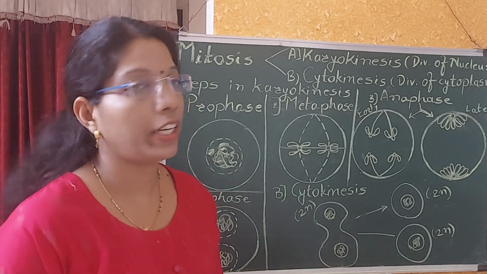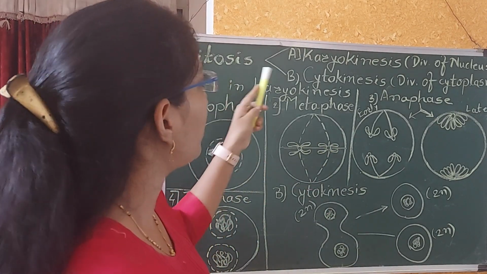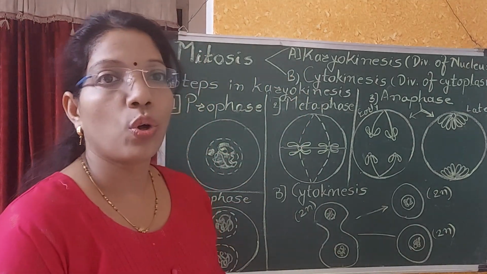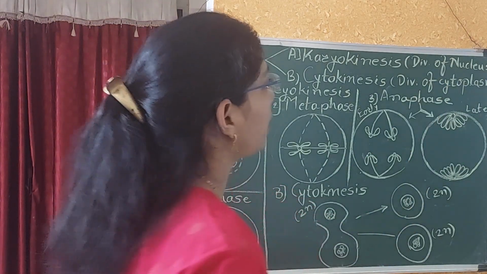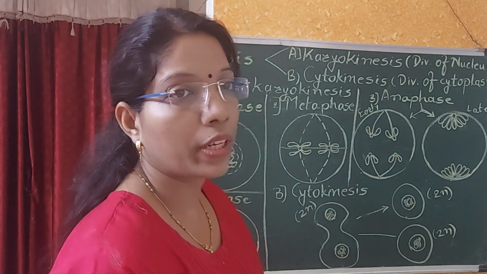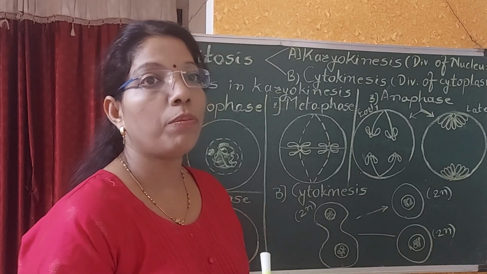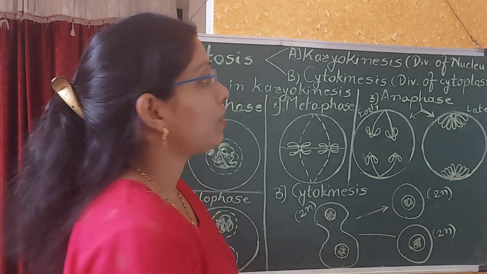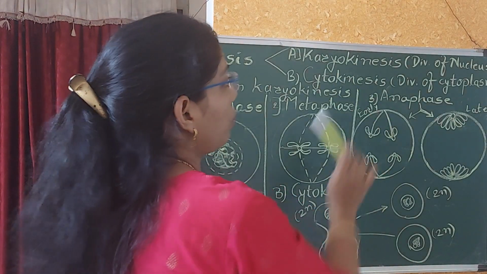While answering, you have to write first, it occurs in somatic cells of the body. There are 2 stages of mitosis. First is karyokinesis, second is cytokinesis. Karyokinesis means division of nucleus and cytokinesis means division of cytoplasm. The meaning of karyon we have seen while studying prokaryote, eukaryote. Karyon means nucleus. Kinesis means division. So karyokinesis is the division of nucleus.